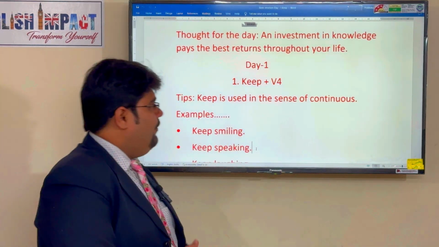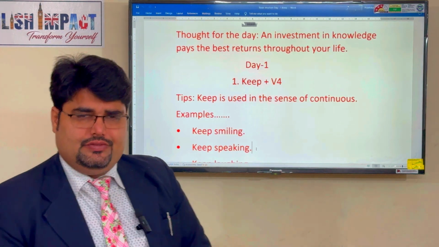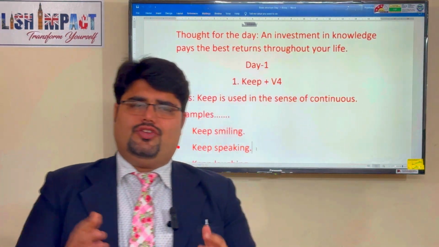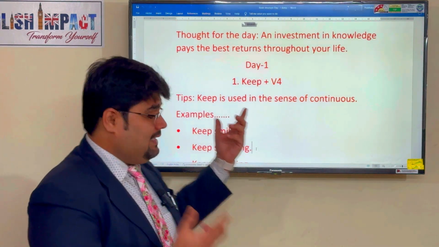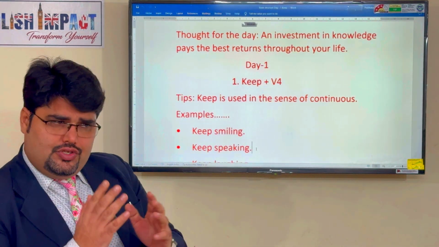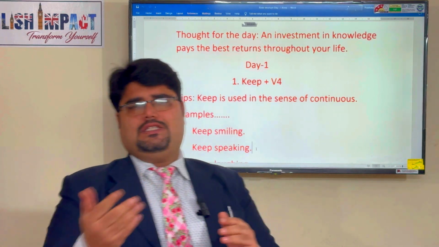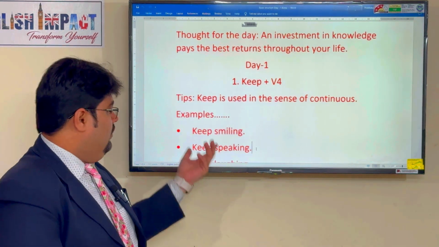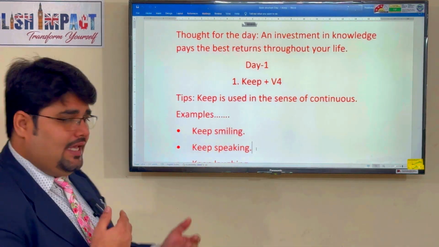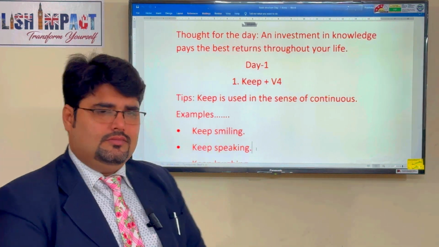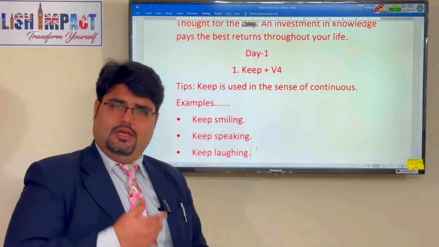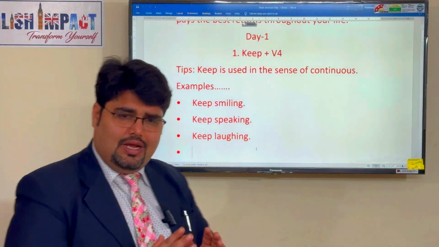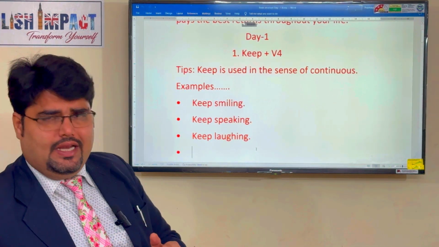So here is a tip for you. Keep is used in the sense of continuous, means लगातार जारी रखने के सेंस में. तो यहाँ पे जो सेंस है वो जारी रखने के सेंस में keep plus V4. That's it. So there are a few examples as well. Keep smiling. So simply we have used keep and the fourth form, smiling. Keep smiling. मुस्कुराते रहिए, मीन्स मुस्कुराना जारी रखिए.